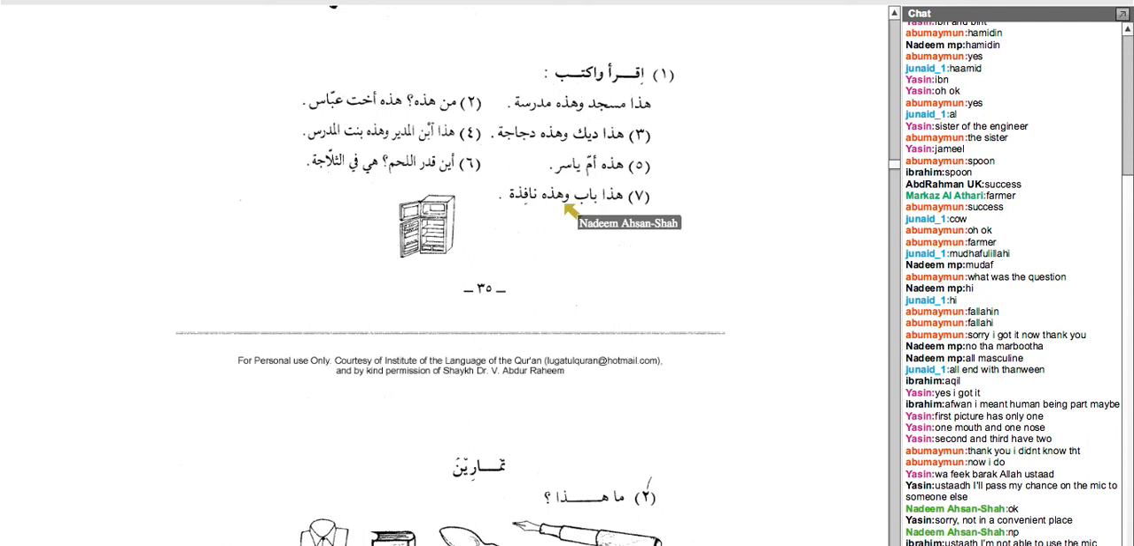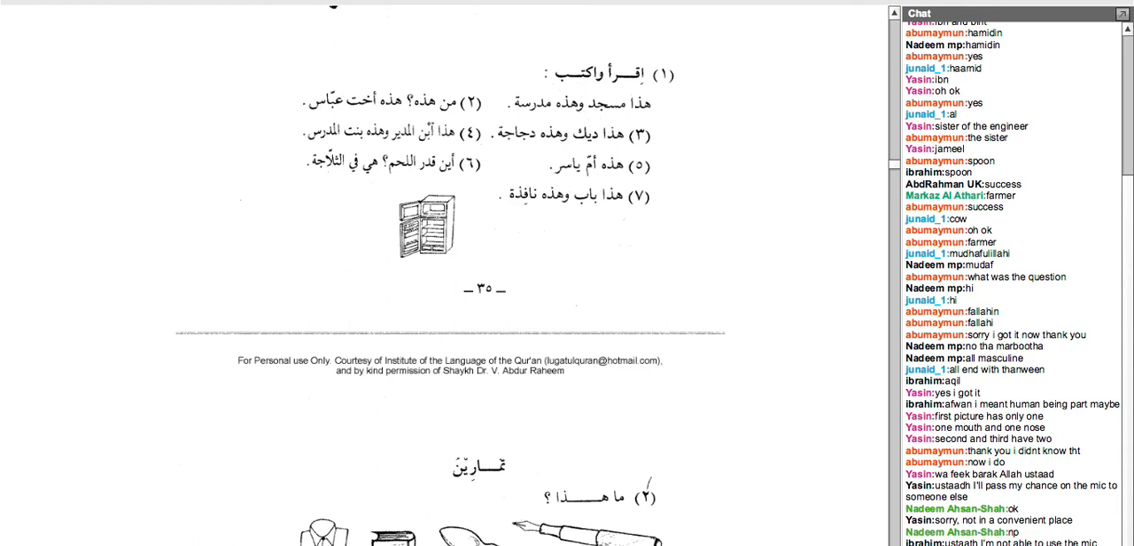هذا باب وهذه نافذة. It's a new word, my brothers. نافذة is a new word. It means window. And ثلاجة is this one here. جيد. Good reading, brother Nadeem. A lot of practice. Nice.